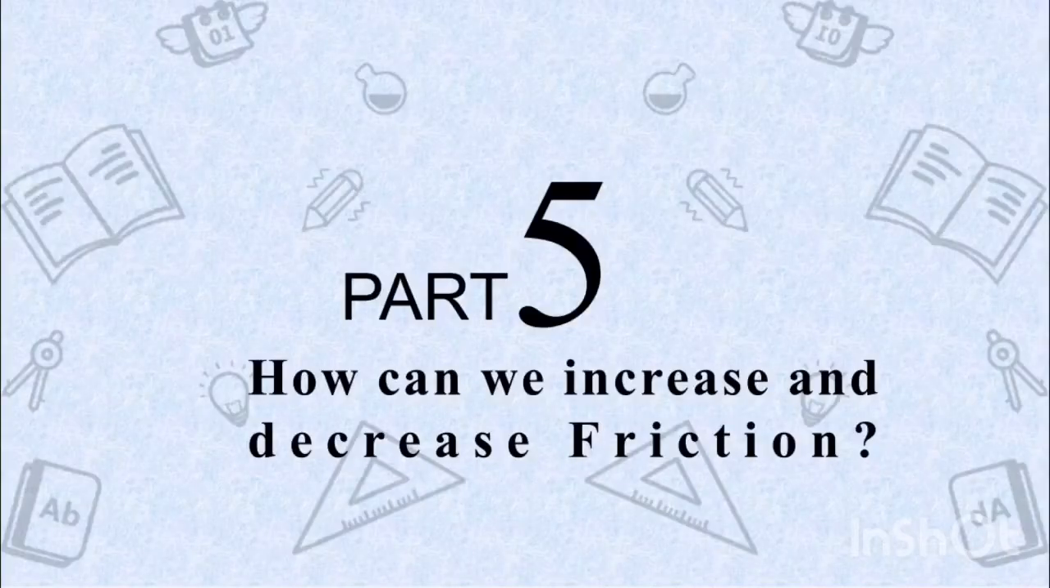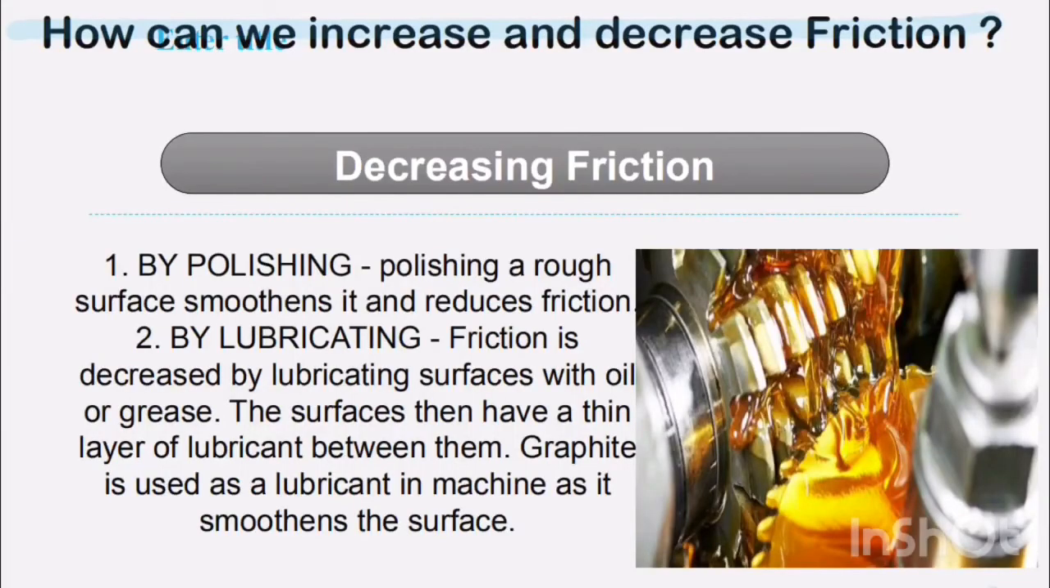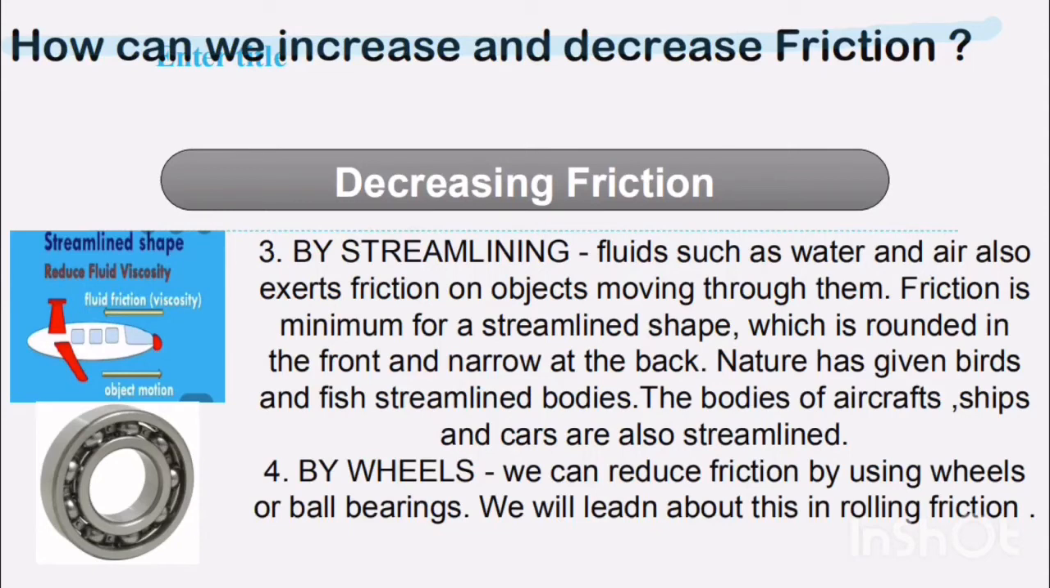Part 5. How can we increase and decrease friction? First, by polishing. Polishing a rough surface smoothens it and reduces friction. Second, by lubricating. Friction is decreased by lubricating surfaces with oil or grease. The surfaces then have a thin layer of lubricant between them. Graphite is used as a lubricant in machines as it smoothens the surface.